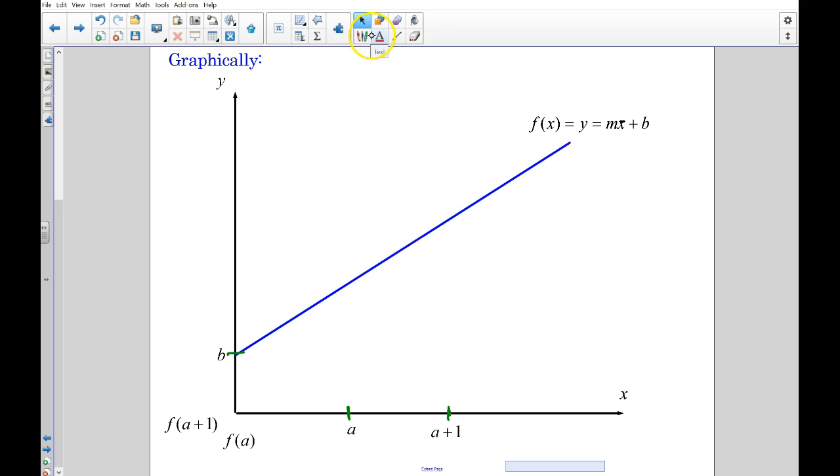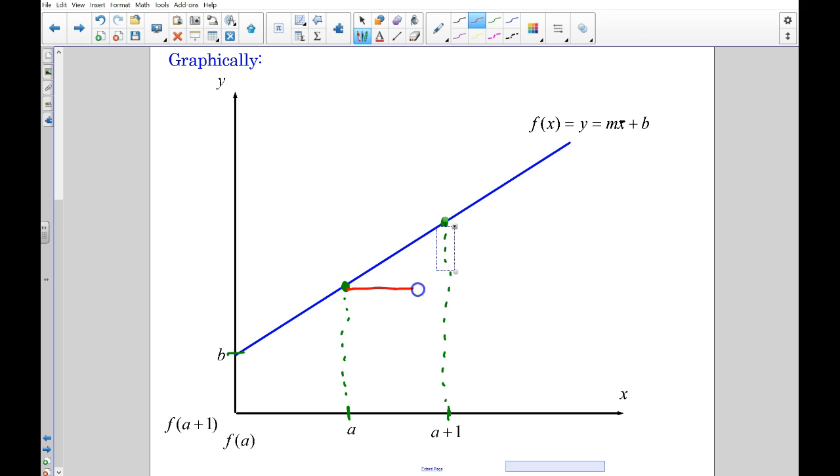If I go up and find those on the function, I'm going to trace up to the function. It would hit about there, and again, about here. Those are where it would intersect horizontally. If I make a little horizontal line connecting those two, that horizontal line would look like that. So this would be the change in x.